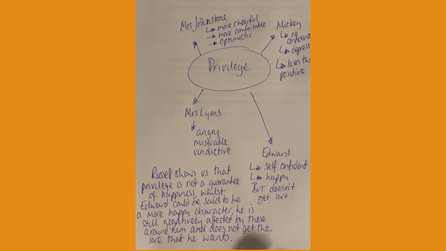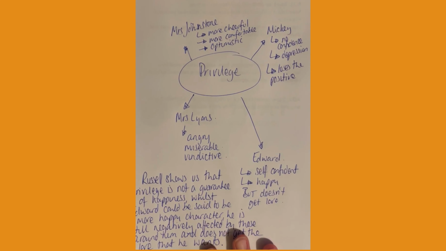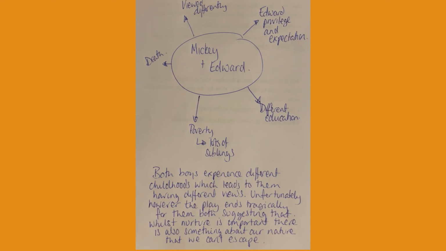What you should do now is, for both of those essay questions, have a go at writing that introduction. So, privilege leading to happiness and the different outcomes for Mickey and Edward.